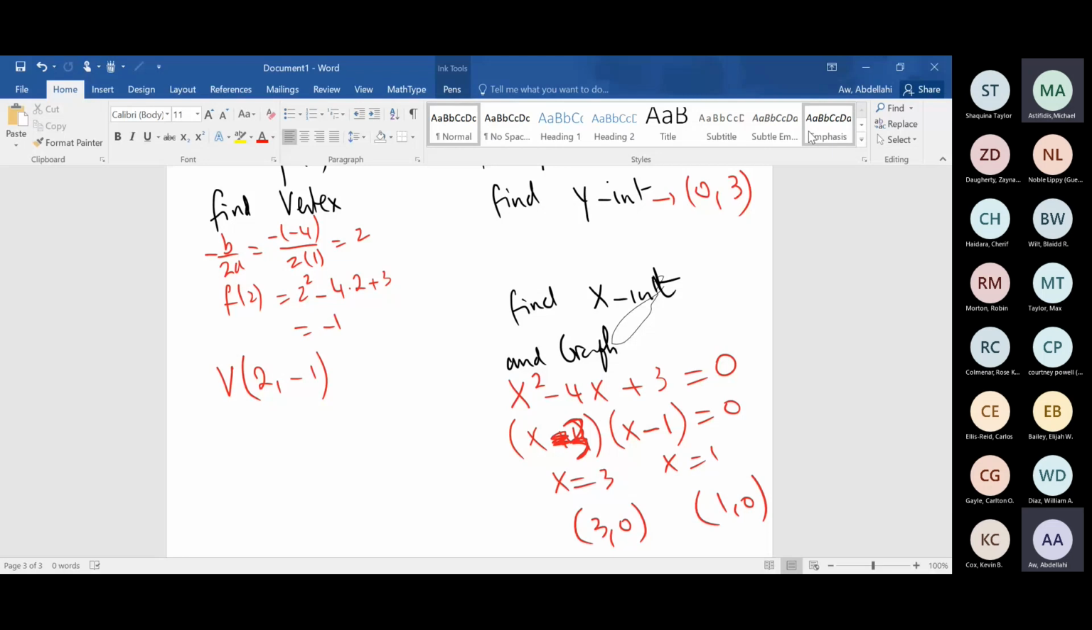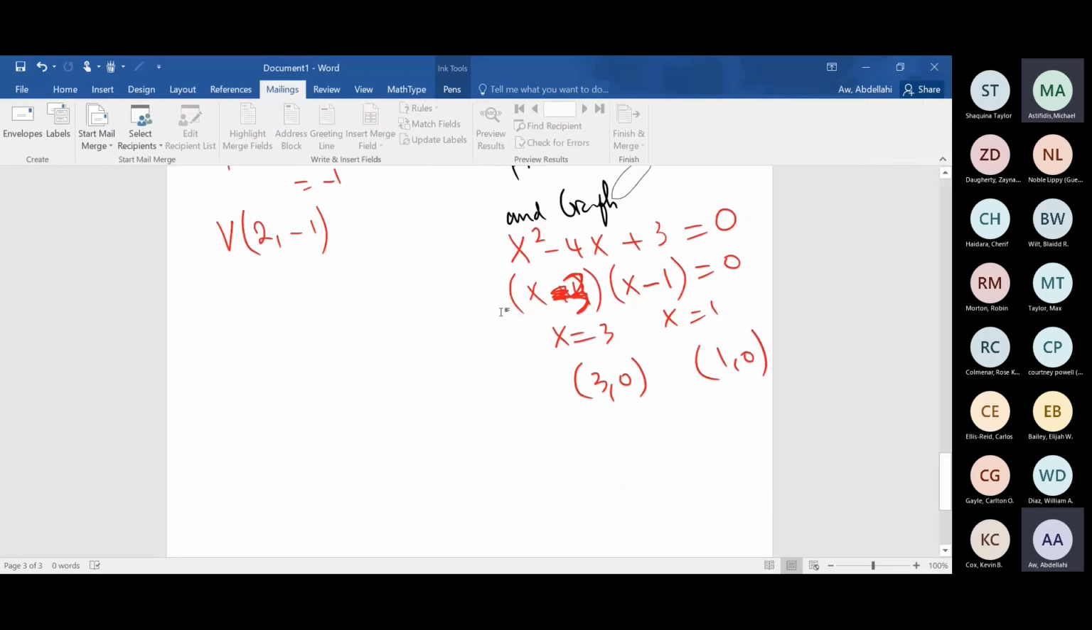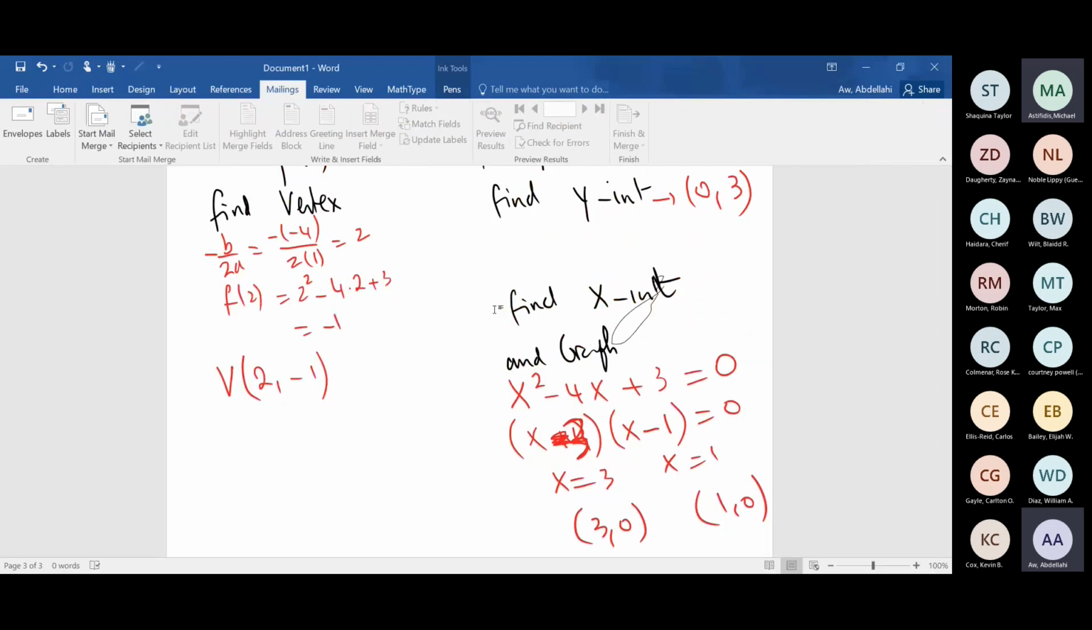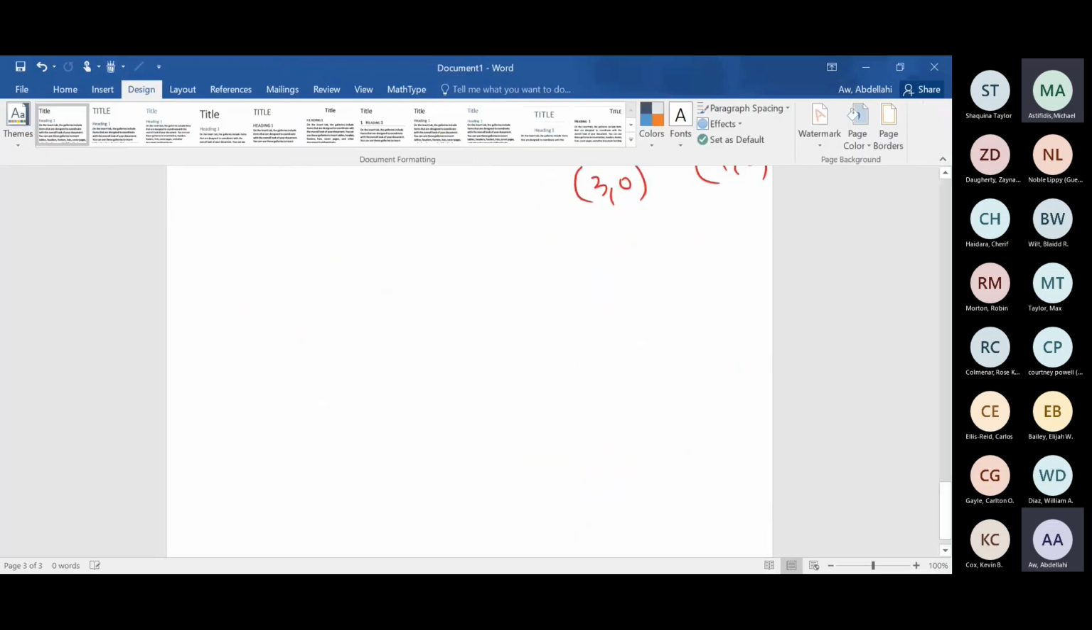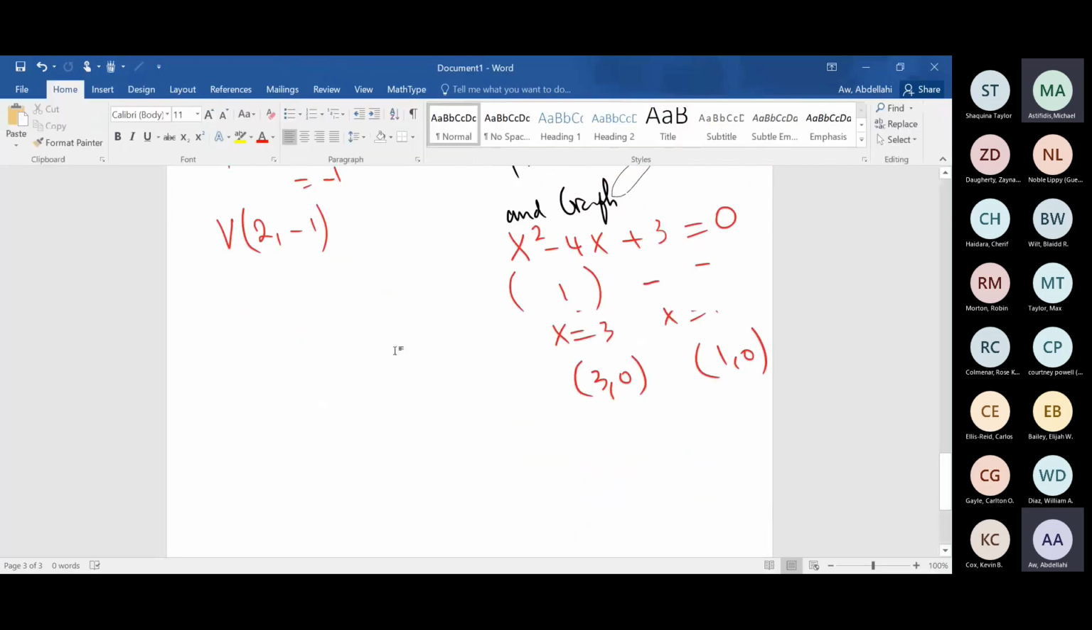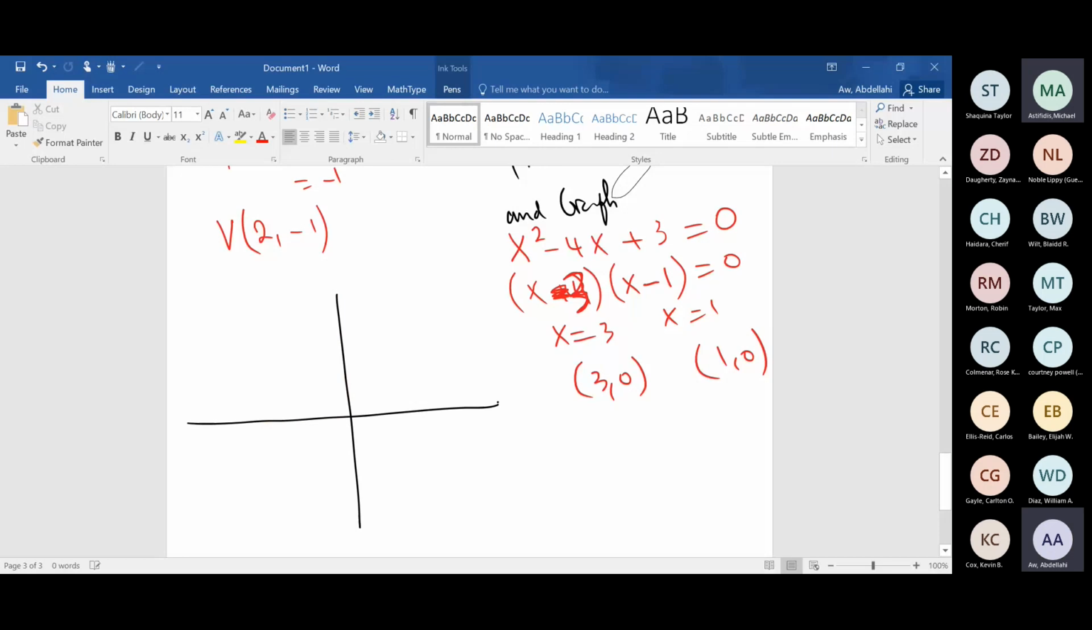So I have my 4 points. (0, 3) is the y-intercept. (2, -1) is the vertex. And my 2 x-intercepts. So now I just put them on the graph. (0, 3) is the y-intercept, 1, 2, 3. So that is the y-intercept. (2, -1): 1, 2, and then -1 is here.